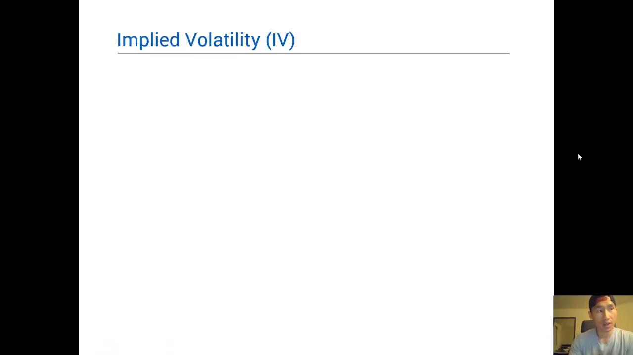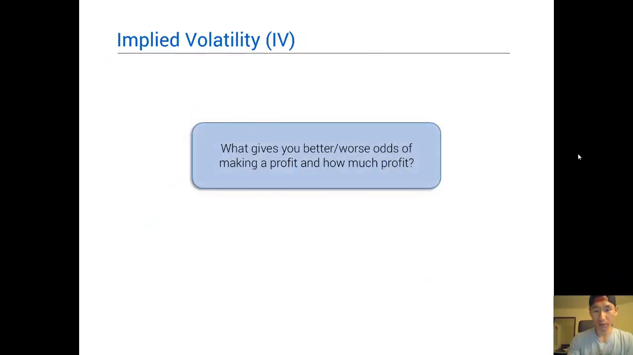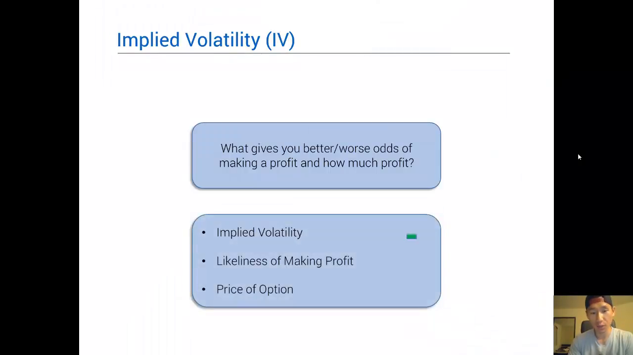Now, how does IV or implied volatility relate to option pricing? Well, remember, whatever gives you better or worse odds of making a profit and how much profit determines the price of the option. In this case, when implied volatility goes up, the likeliness of making a profit also increases and the price of the option increases.